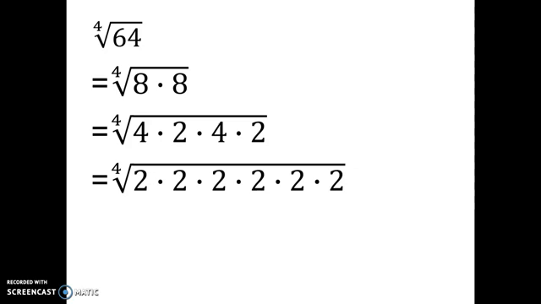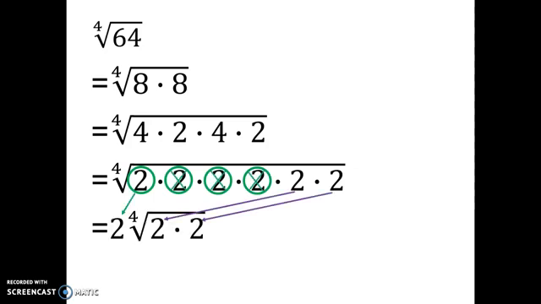Now again it's the fourth root, so I need a set of 4. One of those 2s will come out, the other 3 disappear. The remaining 2s have to stay in because they don't have 2 more to get one of them out, right? And then put it together.